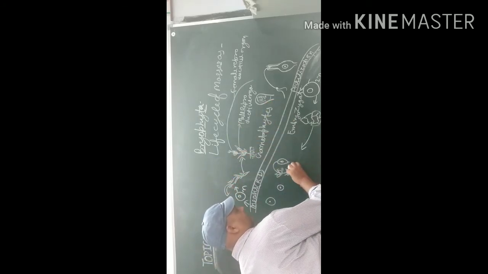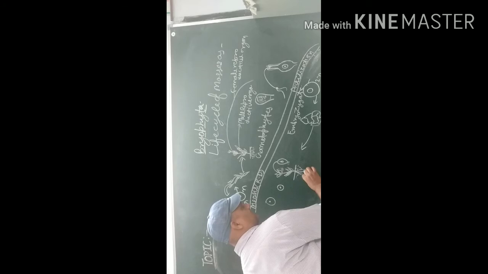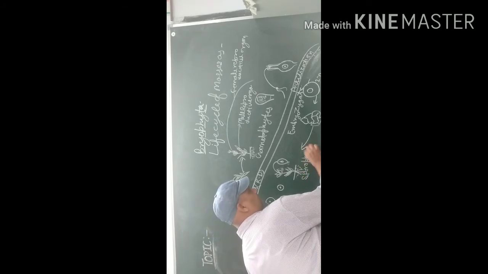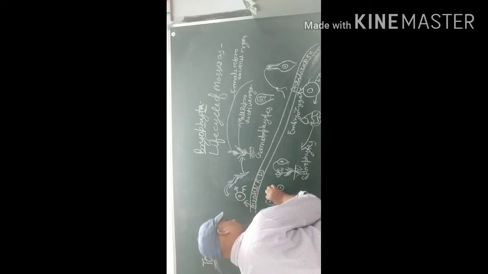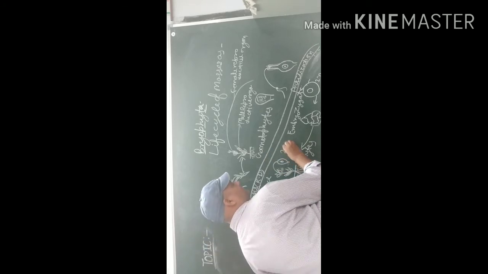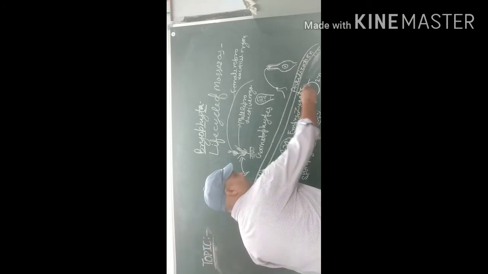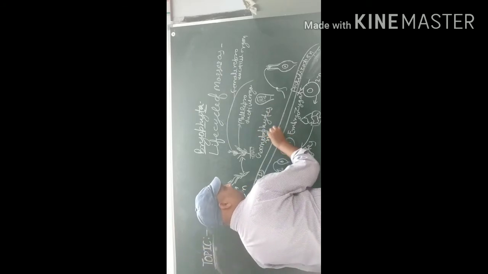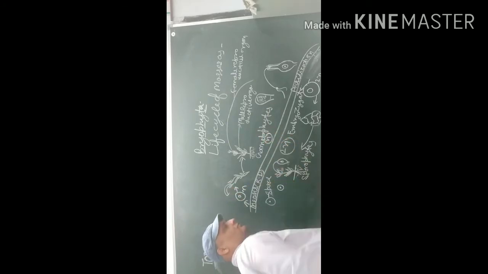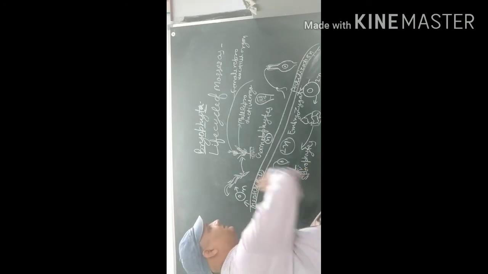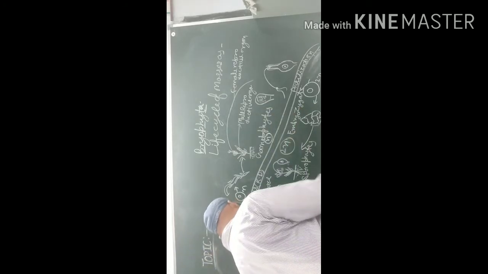Gametophyte is n and sporophyte is 2n. The sporophyte is 2n, whereas the gametophyte is n. These phases are repeated alternately.